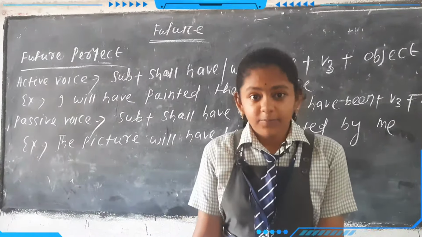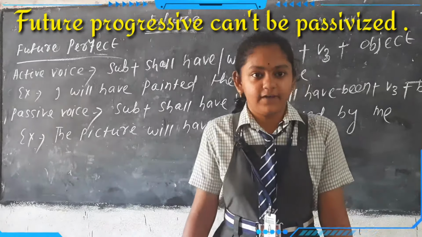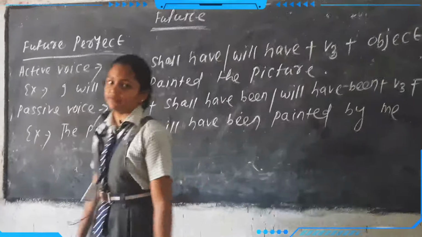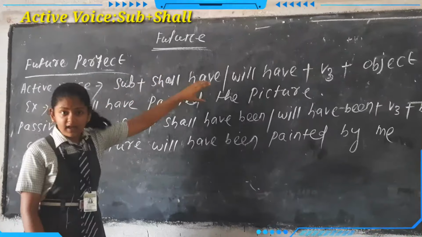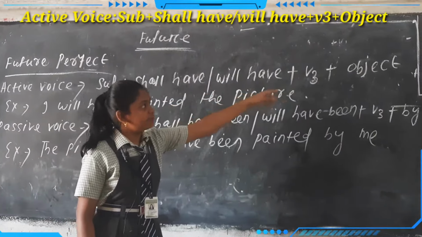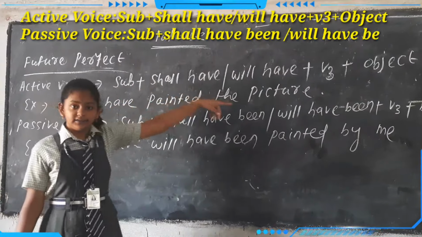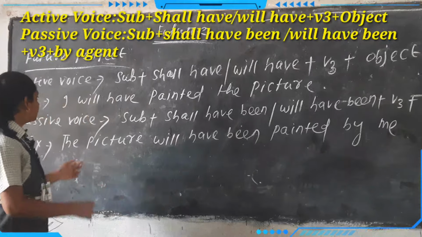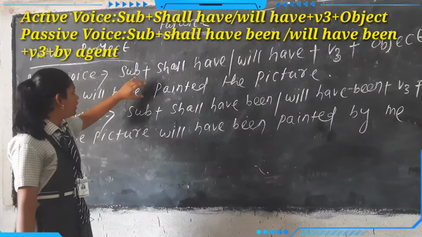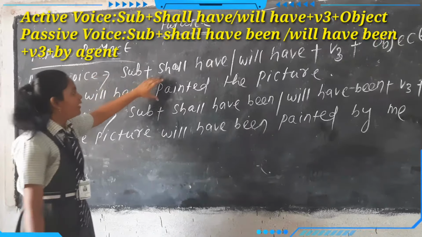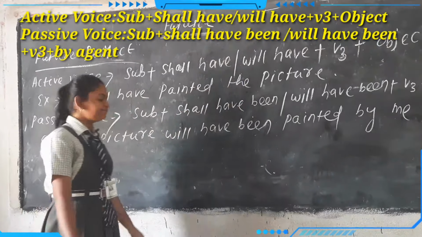Like present perfect progressive and past perfect progressive, future progressive cannot be passivized. Now we come to future perfect. In the active voice, the structure is subject plus shall have or will have plus verb 3 plus object. Example, I will have painted the picture. Here I is the subject, will have is the modal verb, painted is the verb 3 form and the picture is the object.